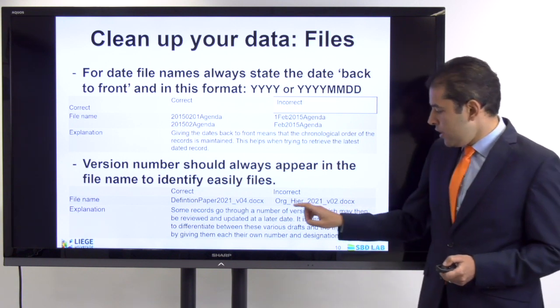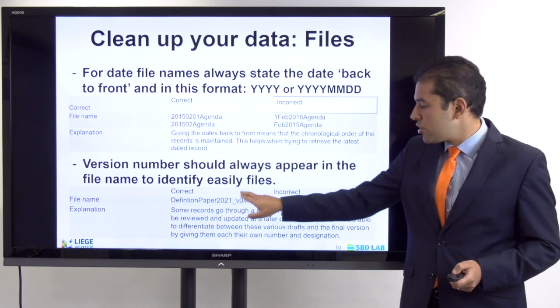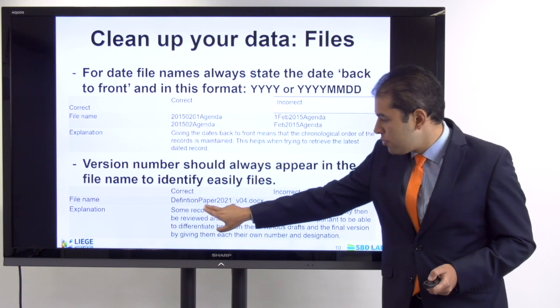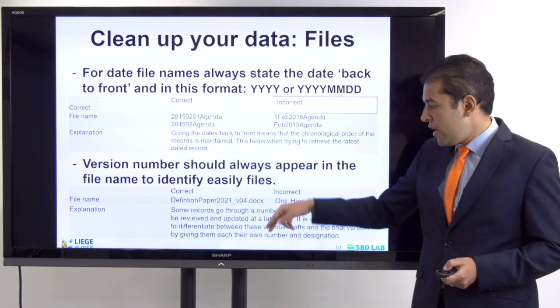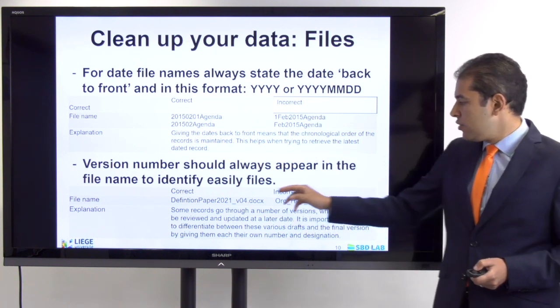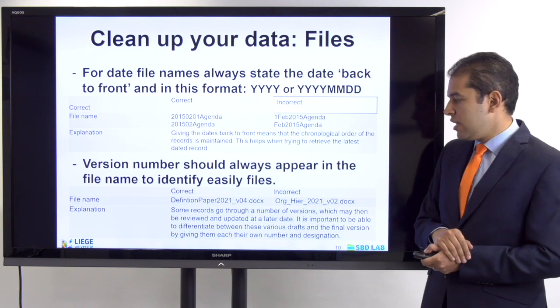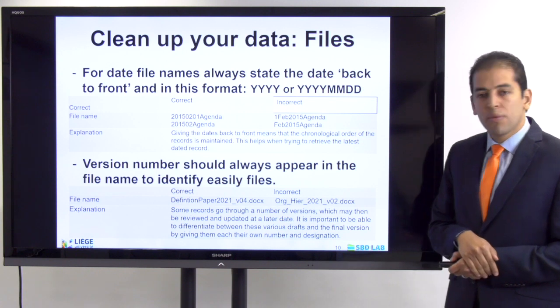You can simply eliminate all these underscores, keep only one for the version of your document or manuscript, and simply name it definition paper 2021 underscore version 04. Every time you go to work on the file, you can change the version. This is the best way to save your file chronologically, while taking a kind of version number.